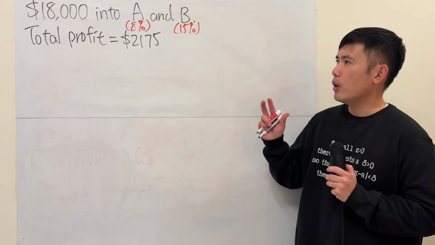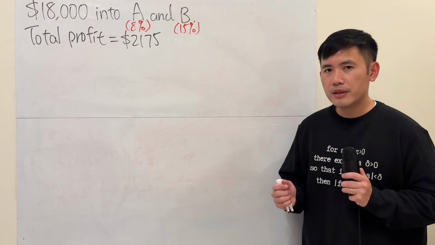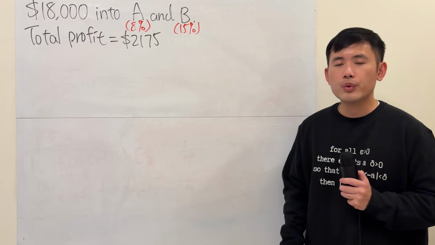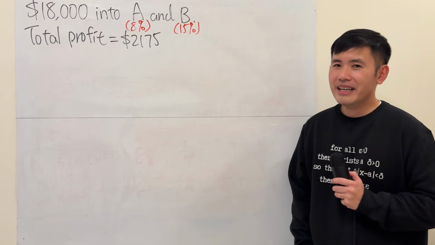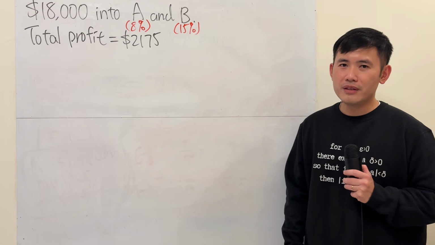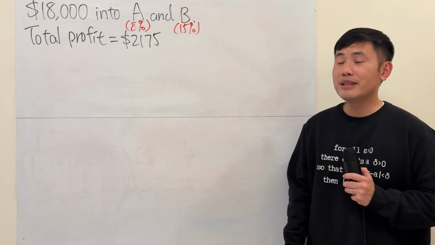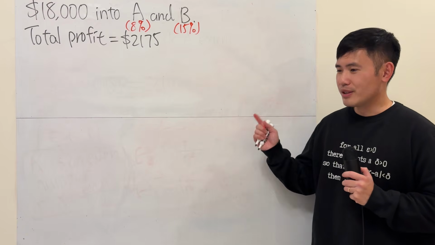And of course, I know what you're thinking. Why didn't we just put all the money, the $18,000, in stock B, right? Well, who knew what would happen? If I knew what was going to happen to NVIDIA, then I would just put all my money in NVIDIA like 5 years ago, right? But anyways, how do we solve this?